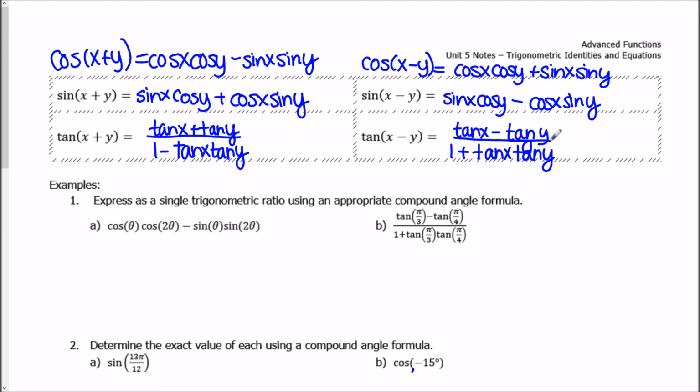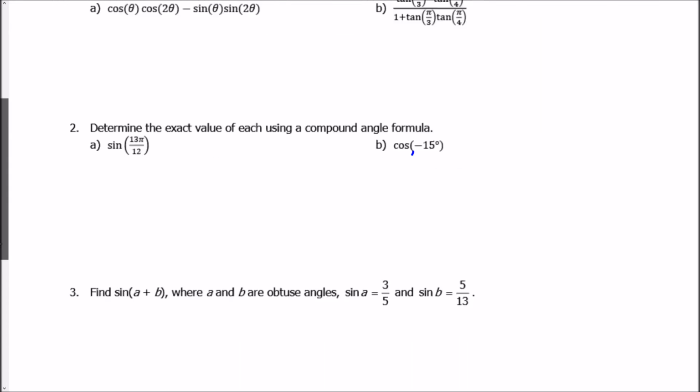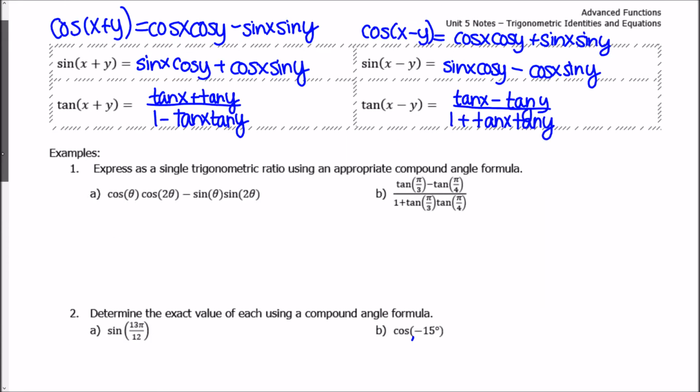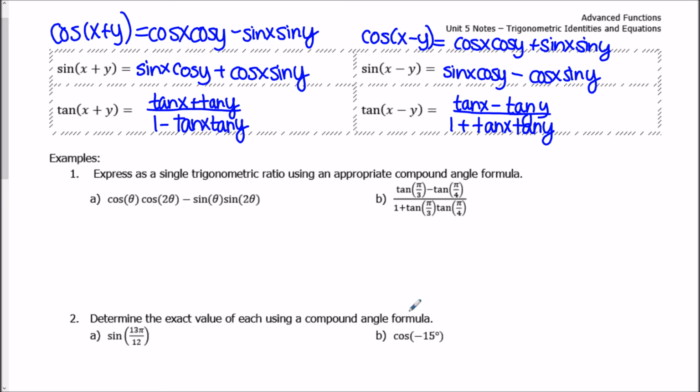Okay? All right, so now we need to know how to actually apply this information. So question number 1 says express as a single trigonometric ratio using an appropriate compound formula. So if you guys notice right here, cosine of theta cosine of 2 theta is like cosine of x cosine of y, minus sine of theta sine of 2 theta is like sine of x sine of y. So essentially, all this is saying is it's just cosine of x plus y. So it's cosine of theta plus 2 theta. So this ends up being cosine of 3 theta.